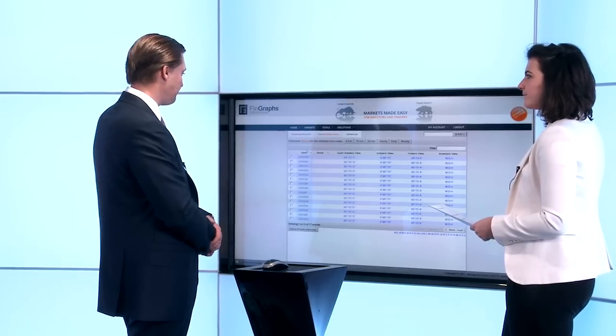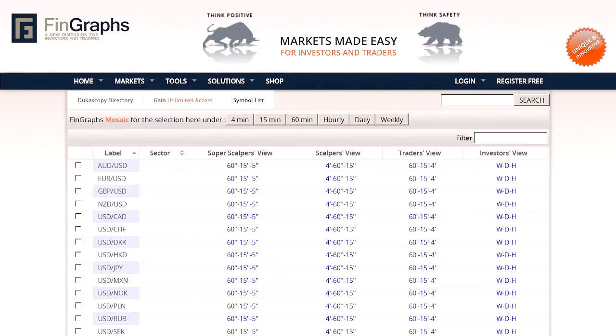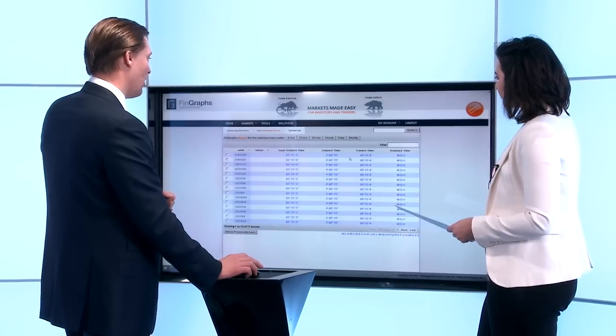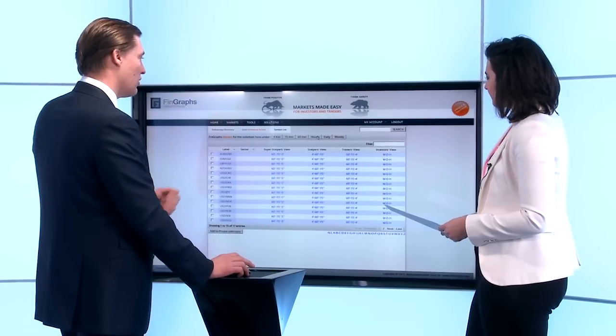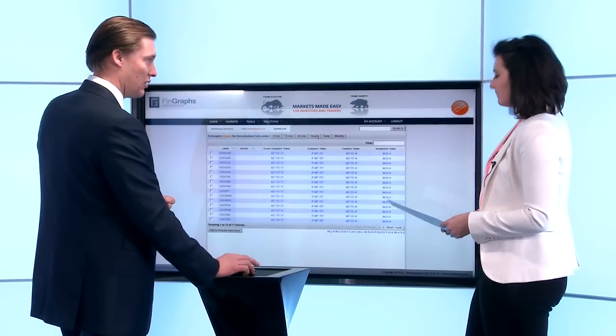Now these are the dollar rates which are available. You can see that they are available on a very short term super scalpers view, that is intra-hours, a scalpers view which is a bit longer term, intraday view with the trader's view, or the investor view for medium and long term investors. We're going to have a look at a mosaic on an hourly basis, which will give us a time horizon over the next couple of weeks.